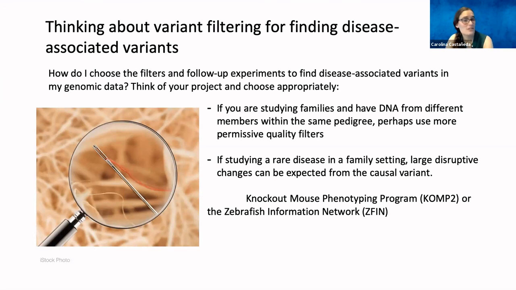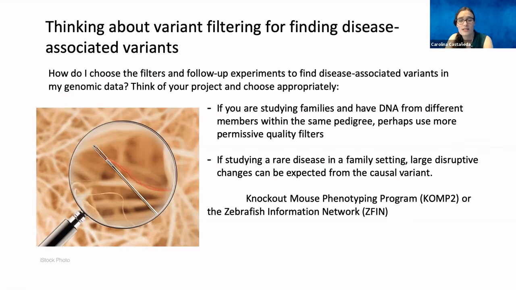If you're studying families, for example, and you have DNA from different members within the same pedigree, perhaps it is a good idea to use more permissive quality filters. I mean, at least you can ensure that no variants are lost when applying filters. Co-segregation and resequencing by an orthogonal method would ensure the true positives. If you're studying a rare disease in a family setting, large disruptive changes can be expected from the causal variant.